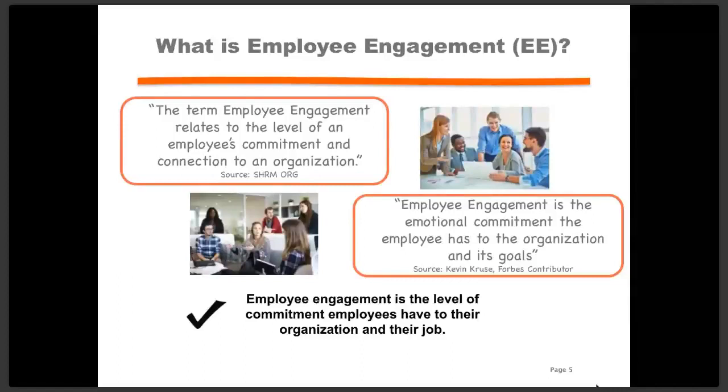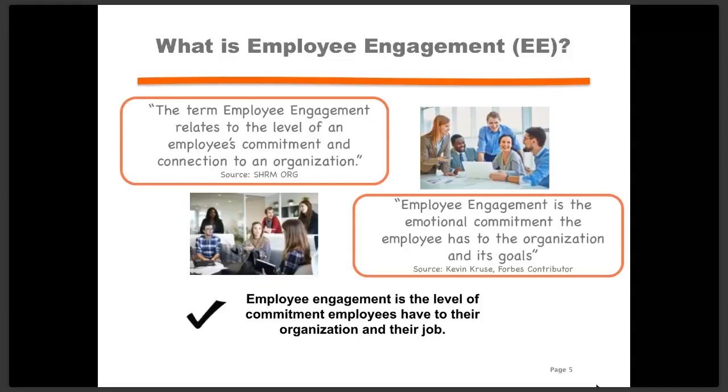One is SHRM. Their definition is that employee engagement relates to the level of an employee's commitment and connection to an organization. Other thought leaders in the field say that it's the level of emotional commitment an employee has to the organization and its goals. So we're going to really focus in on that.